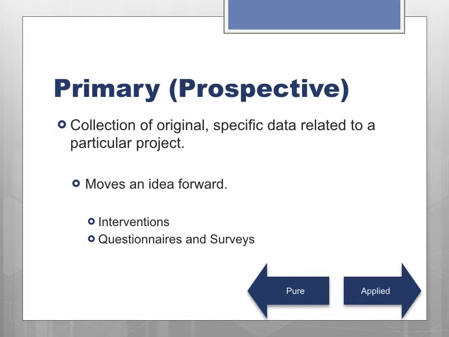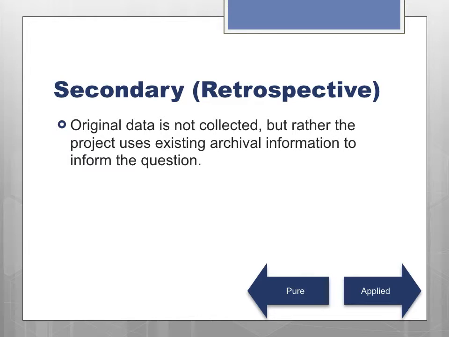Let's take a look at the other side of this, though. The other side, known as secondary research, again, under the applied umbrella, and can also be a little bit under the pure umbrella, is retrospective research. And retro just means looking back. So we have prospective looking forward, we have retrospective looking back. Retrospective research is defined as original data that is not collected, but the project uses existing archival information to inform the question. So let's take a look at what that really means.